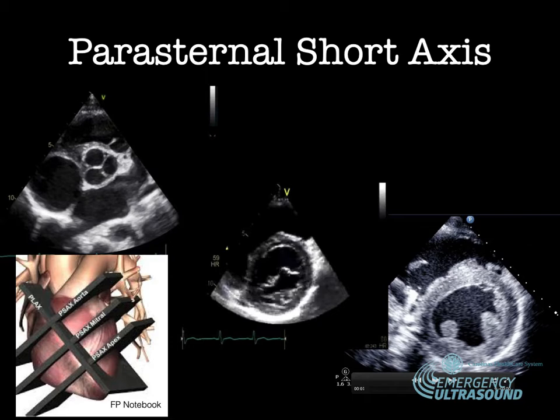And then we can fan down till we see the parasternal short axis at the level of the papillary muscles, which is our third image at the bottom right of the screen. So we're seeing those papillary muscles, which are going to be pulling in the left ventricle.